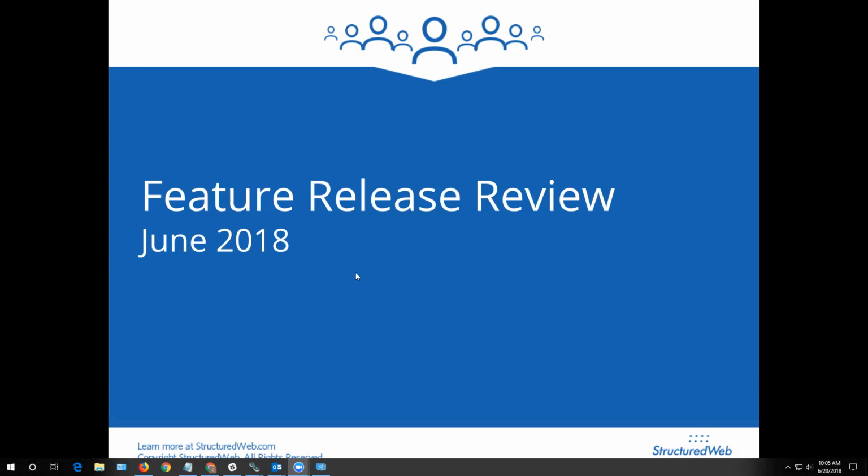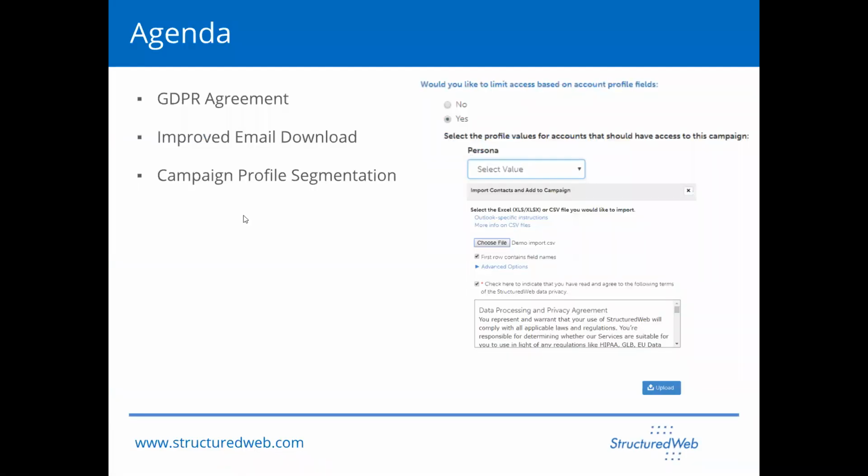Today we'll be going through the release for the month of June. Our topics will include our updated GDPR agreement and how that shows up for partners, the improvements that we've made to downloading emails, and lastly, how vendors can now segment campaigns that are available to their partners based on profiles.